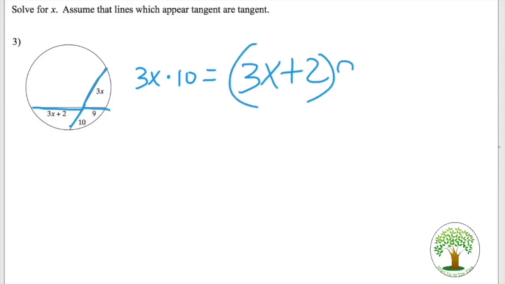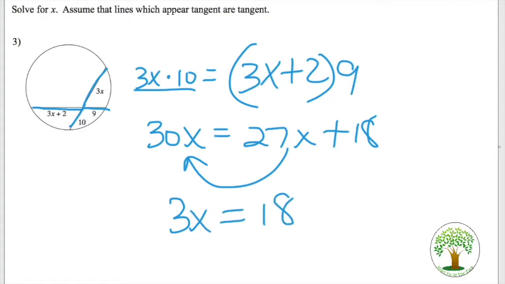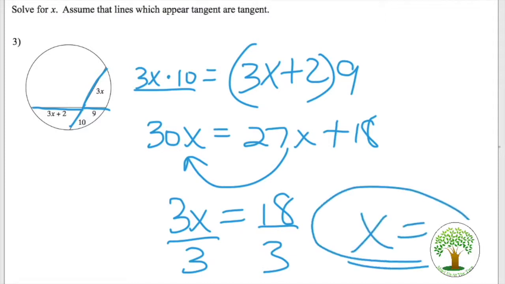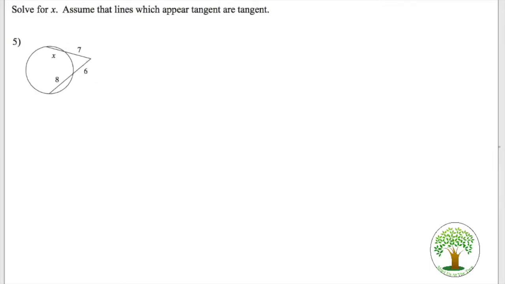Make sure you put a parenthesis so that you can do the distributive property. So that's what I'm going to do here. I'm going to do that distributive property and multiply that out. So I'll have 30x and I'll have 27x plus 18. I'm going to move that over here by subtracting, and I'll get 3x and the 18. Divide by 3. x equals 6. Yes, the answer is 6. Let's go on to number 5.